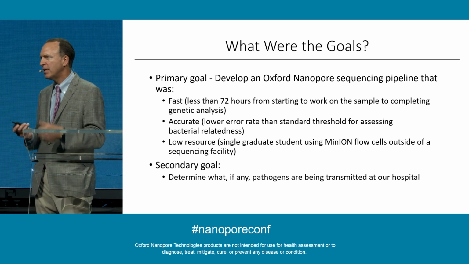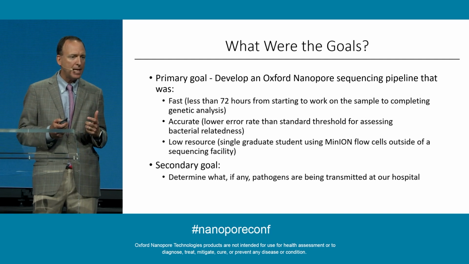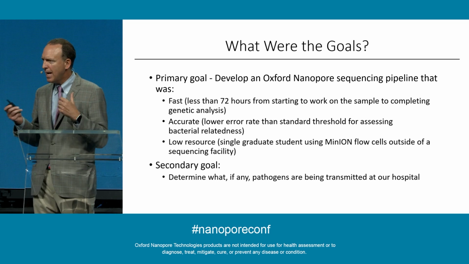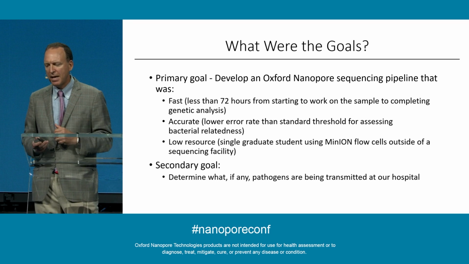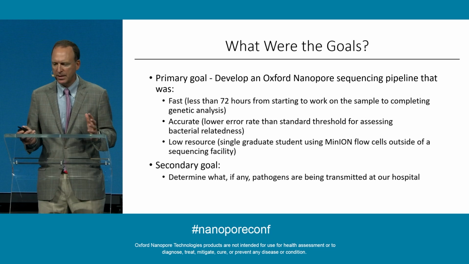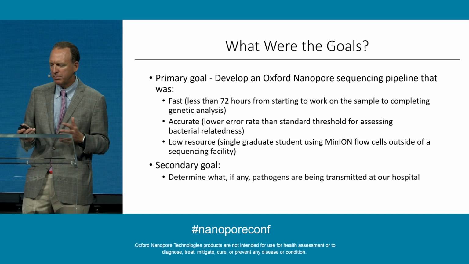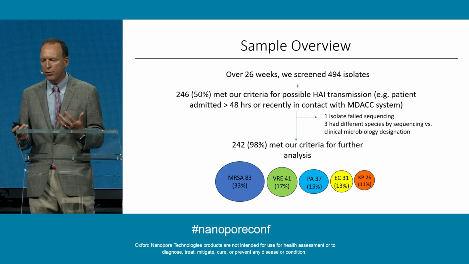It had to be accurate. The error rate had to be lower than the standard threshold for assessing bacterial relatedness, which, as I'm going to show you, is pretty tight. So the error rates had to be really low. And it had to be low resource, okay? I'm poor. She was a single graduate student. She was using MinION flow cells, not in a sequencing facility. The secondary goal was to determine if any of these pathogens were being transmitted at our hospital, similar to what had been seen. So here's an overview of the project.